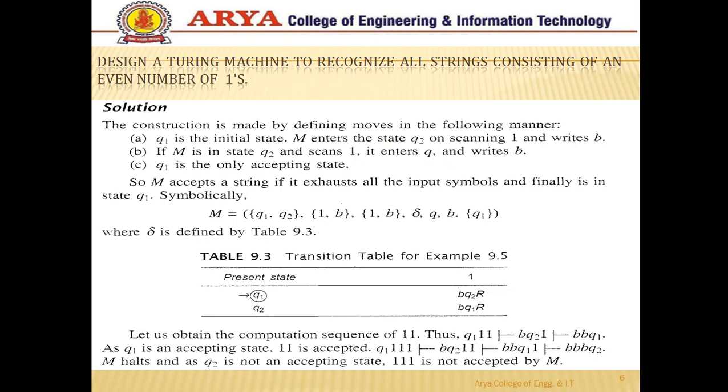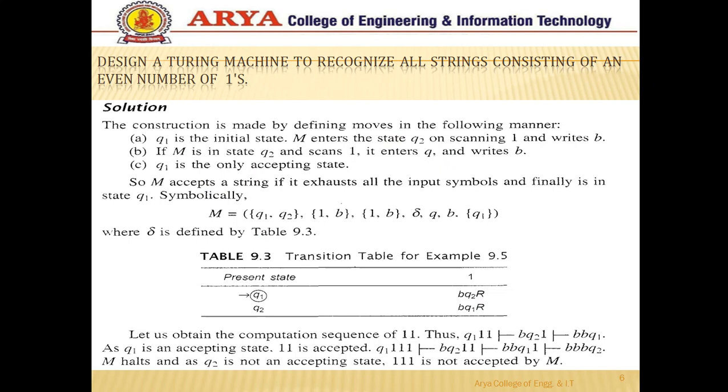The solution is that the construction is made by defining moves in the following manner. Number 1: q1 is the initial state, and when q1 reads an input value, it enters the next state on scanning the symbol and replaces it, writing b. In the second step, if M is in state q2 and scans 1, it enters q1 and writes b. Number 3: q1 is the only accepting state, so M accepts a string if it exhausts all the input and finally is in state q1. We can represent this.